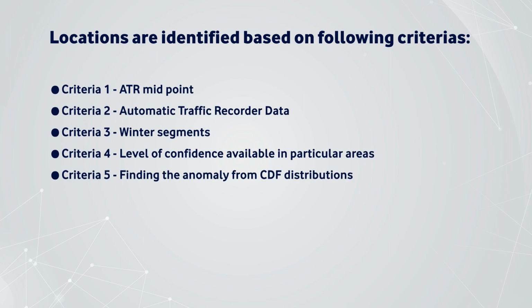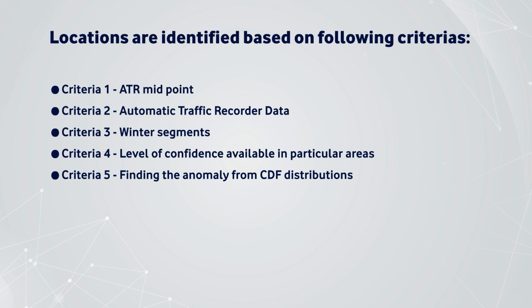So what we did, we considered the interstate highways for checking the reliability of probe data, and different locations were identified based on different criteria. Criteria 1 was the ATR midpoint, ATR which is automatic traffic recorder. From the ATR midpoint we have taken the location to the traffic message centers, that is TMCs, and from that midpoint we have collected whether the data is actually coming or not.